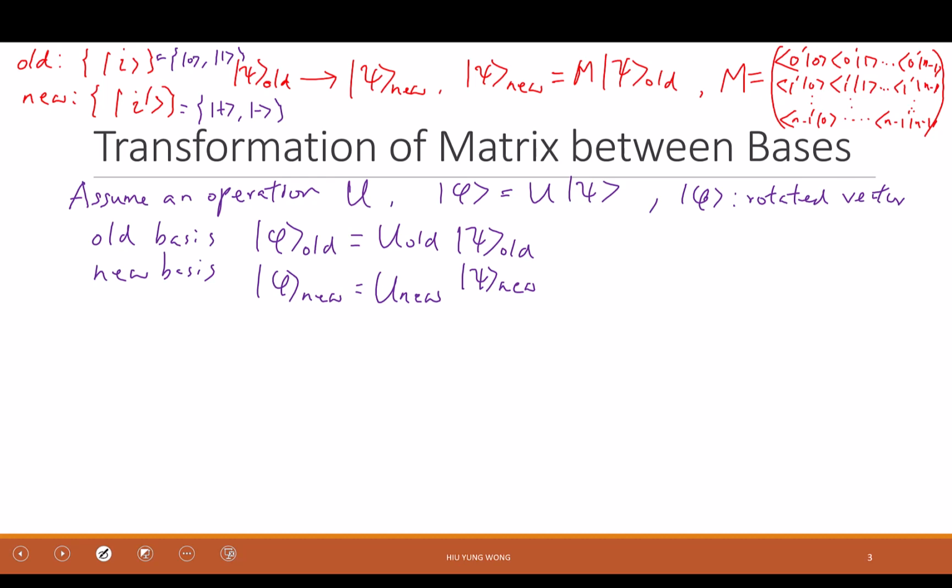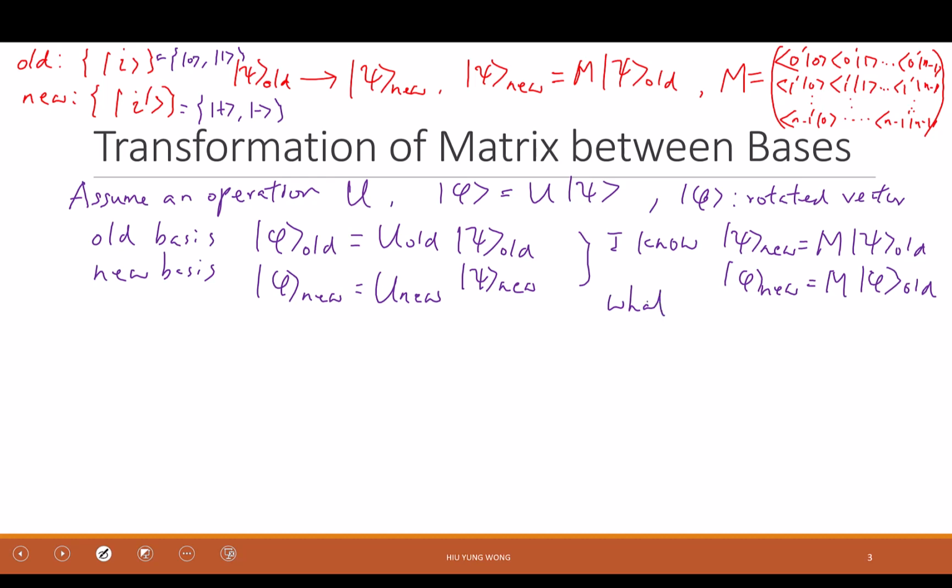So the question here is, I know how to relate the O to nu. I already know that. Psi nu equals M psi O, right? Am I right? How about phi nu equals to what? Also M phi O, right? Because they're vectors.